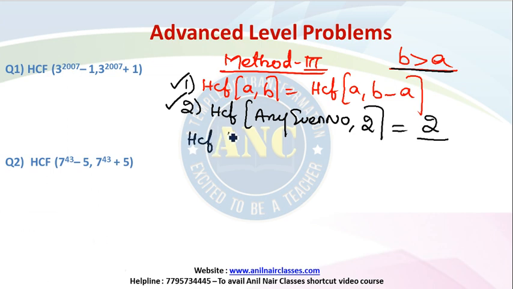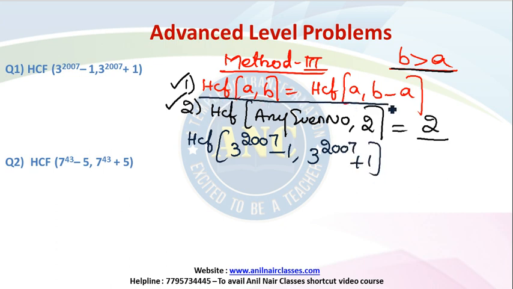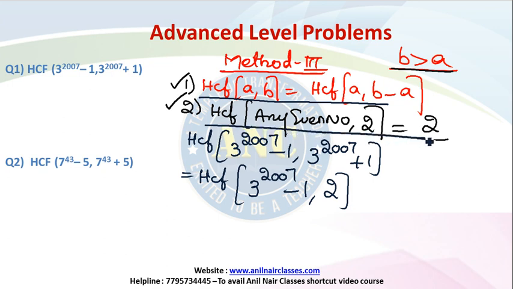HCF of 3 power 2007 minus 1, comma 3 power 2007 plus 1. Using the first concept, it is nothing but HCF of 3 power 2007 minus 1, comma b minus a, which is HCF with 2. Again I am using the concept that HCF of any even number with 2 is always 2. Two important key points and two executions of the key points.